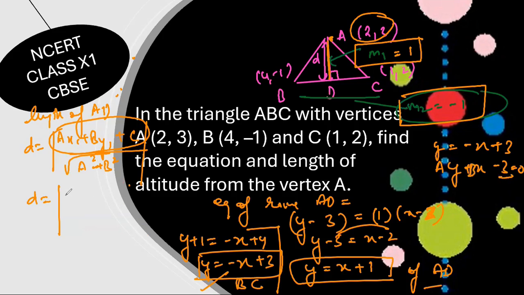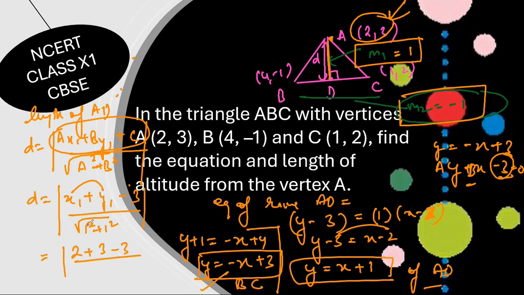So A is 1 only, correct? So directly x1 plus B is also 1, so I am taking y1 plus C. C is -3. So -3 divided by, what is A and B? 1, 1. So 1 square plus 1 square. When I solve it, x1 y1 I have to take as the coordinate which is on the line AD, because we are working out the distance of AD. So I'm putting 2 comma 3. So 2 plus 3 minus 3 over 1 square plus 1 square, 1 plus 1 is 2. So it's square root 2.